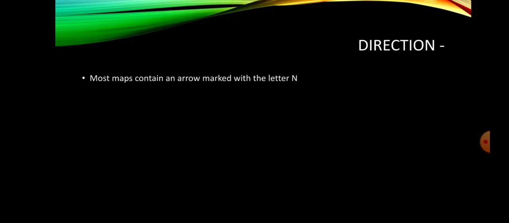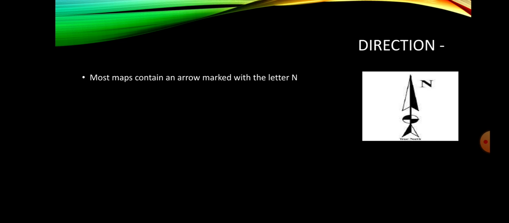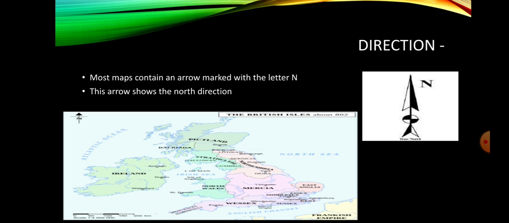Direction. As we know, most maps contain an arrow mark with the letter N. You can see this picture; this type of symbol we will find on the map. This arrow shows the north direction. Here you can see the N symbol has been used in the map.